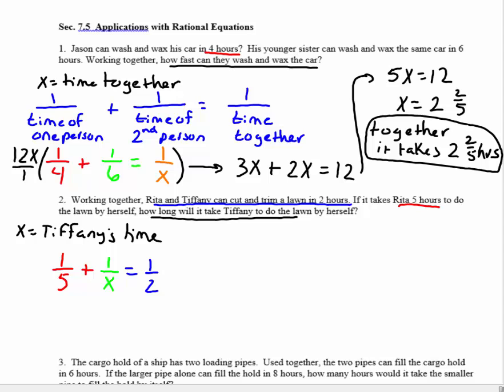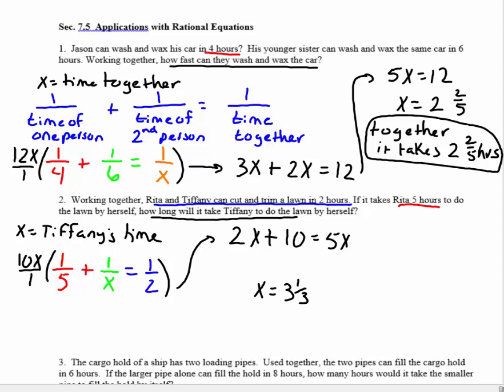So now we need to find the LCD. The first number 5, x, and 2 can all go into is 10x. So I'll multiply everything by 10x over 1. When you do so, we end up with 2x plus 10 equaling 5x. I'll let you finish that. You should end up with x equaling 3 and 1/3. So what does that mean? It takes Tiffany 3 and 1/3 hours to mow the lawn by herself.